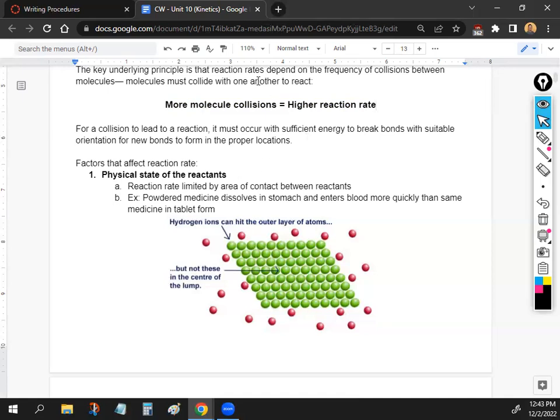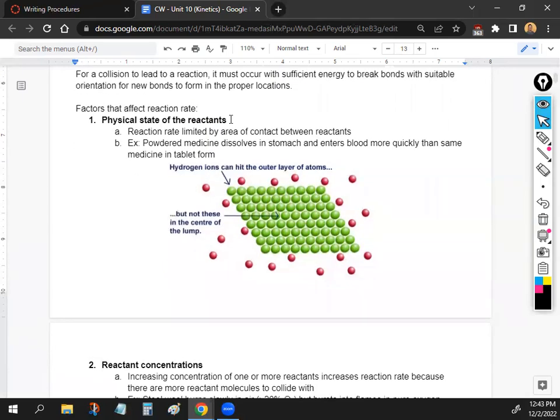Okay, so there are 4 things that determine reaction rates. Number 1 is the physical state of the reactants. So here I have a picture. Basically, reaction rates are limited by the area of contact between the reactants. So the more space there is for the 2 compounds to interact with each other, the faster the reaction will go.